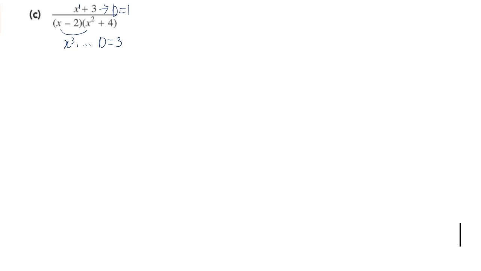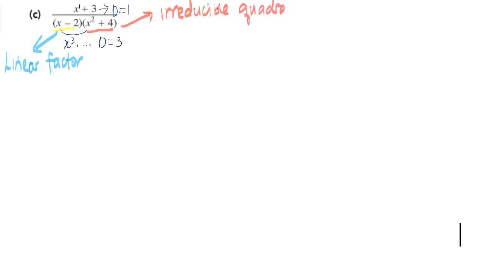So the next thing is, let's look at your denominator. It comprises a linear factor. x minus 2 is a linear factor. And then the x squared plus 4. Do not confuse it with the x squared minus 4 that I mentioned earlier on. x squared plus 4 is an irreducible quadratic factor. All right, so how do we express it as partial fractions?